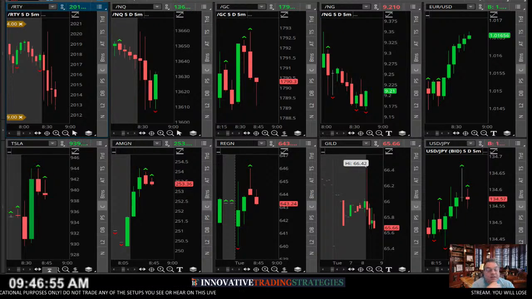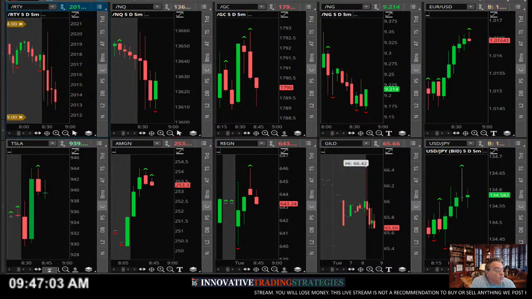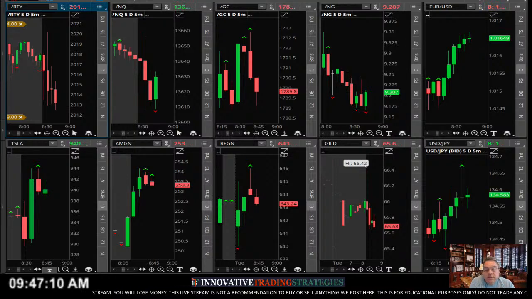All right, so my expectation on AMGN is that it is going to close higher for the day. It means it's going to close above its opening. So that's why I've been watching AMGN, but I also keep an eye on these correlated stocks, REGN and GILD.